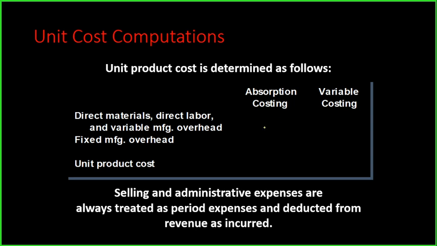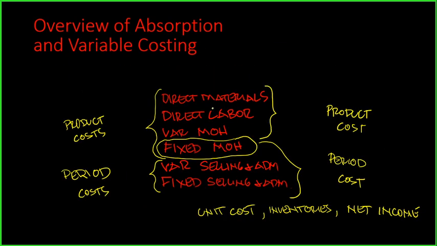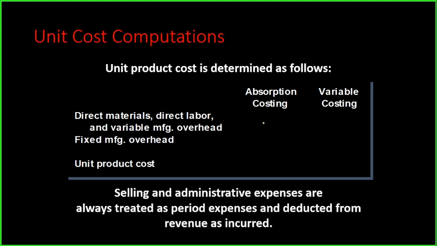Under absorption costing, the product cost will be composed of direct materials, direct labor, and variable manufacturing overhead together with the fixed manufacturing overhead. So let's try to go through this table. How much is our direct materials, direct labor, and variable manufacturing overhead? This one is 10. And under variable costing, this is also part of your unit cost, or your product cost. So that is also 10.